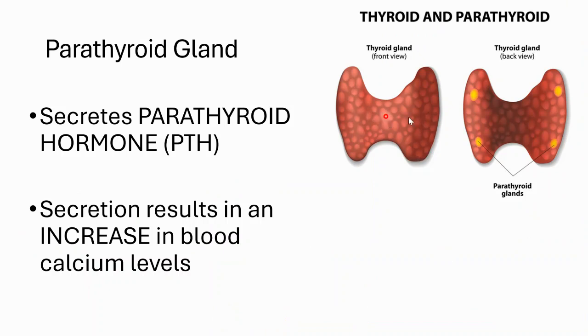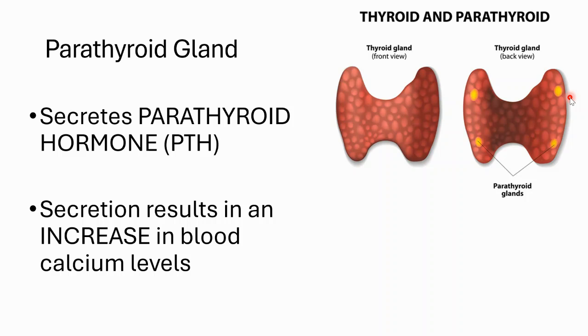Parathyroid gland. So what we're looking at here is your thyroid gland. When you flip it over and look at the back of it, you can see there are 4 yellow circles right here. These are representing your parathyroid glands. They're not part of your thyroid gland. They're embedded in the back. They're separate, but that's just where they're housed, kind of like your gallbladder is housed in your liver. It's not part of your liver.